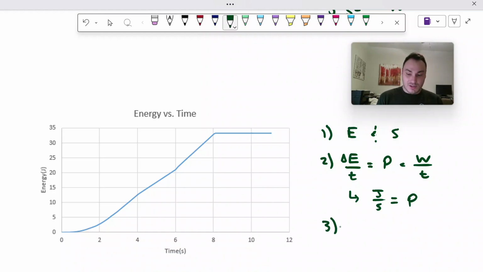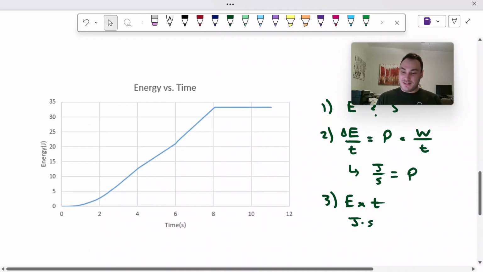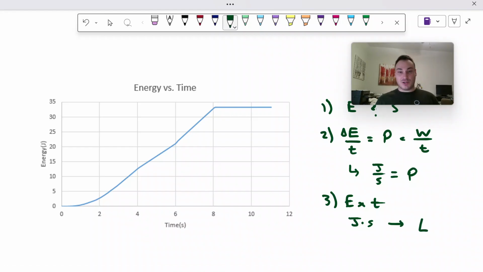Last one, what does the area under the curve tell us? To get the area under the curve, it's going to be energy times time. So energy times time. Or unit-wise, joules times seconds. This one's a really, really tough one to see, but joules times seconds is actually the unit of angular momentum. That's a little too difficult to see, especially since we haven't learned angular momentum at the time of recording this video. I've never really seen that one come into play, but it's technically one that does match up.